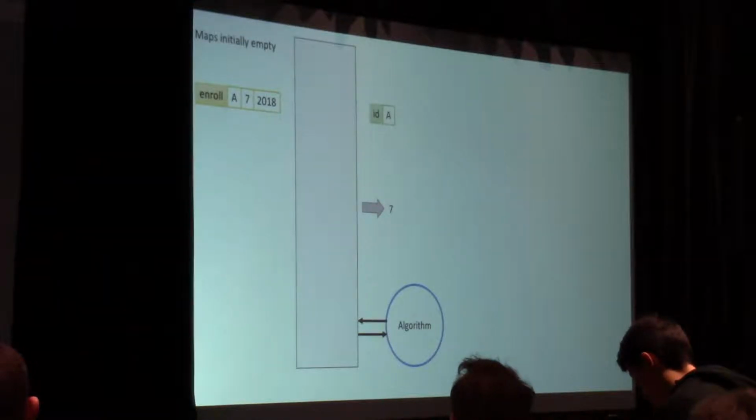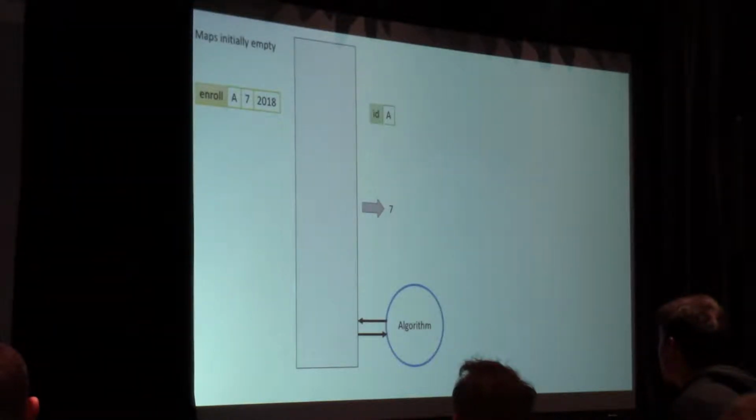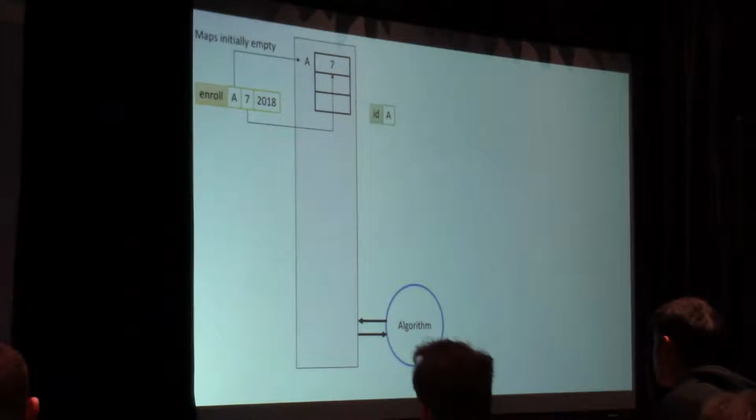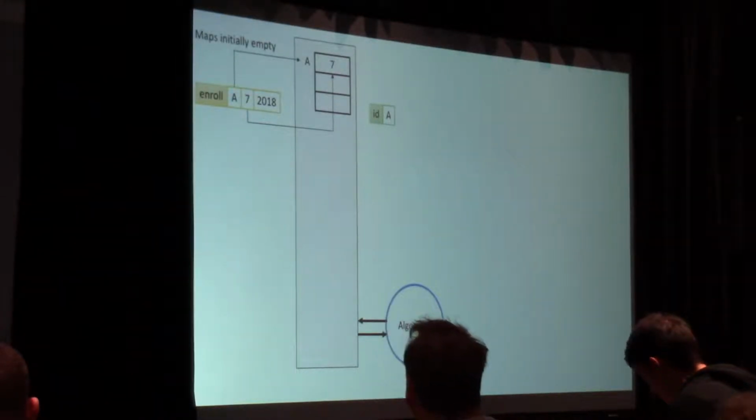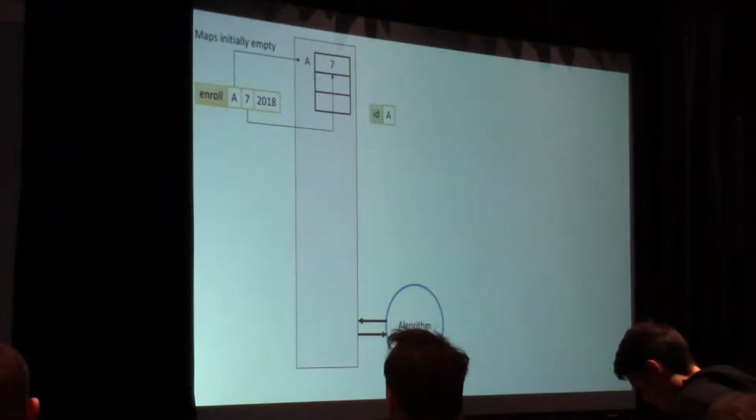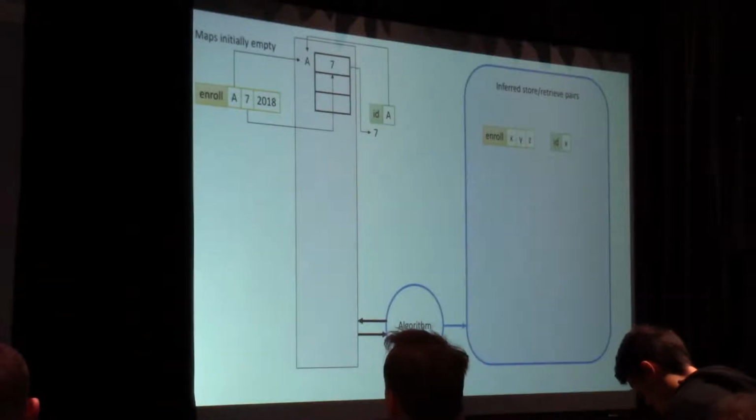What do I now know? I now know that there's a map inside there, somewhere. Don't know where it is, don't know which one it is, but I know the map. I know that enroll is going to insert 7 into that map under A. And I know that ID is going to access that same map, and when I give it A, it's going to pull 7 back out. So all of a sudden, I've got a store-retrieve pair that captures that potential interaction.